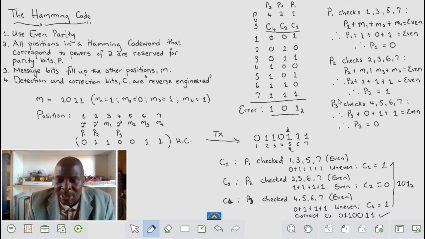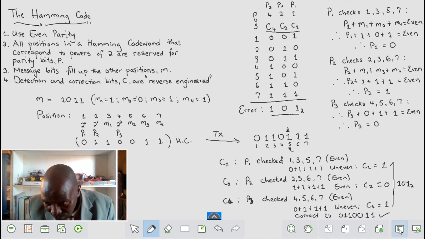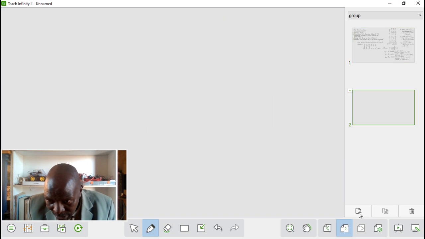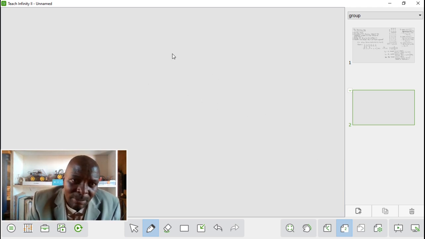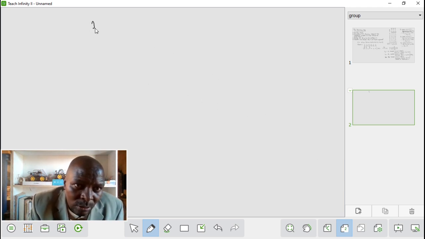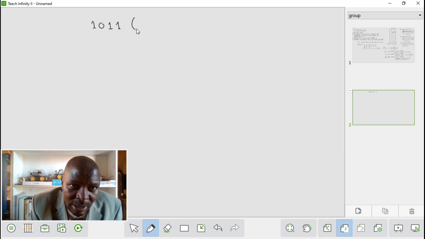Okay. So there's more to the Hamming code. This is just the basics. There's more to the Hamming code. I would like to mention, however, that there is this that I must mention. So if I gave you a number, I said 1011, and these are 4 bits.